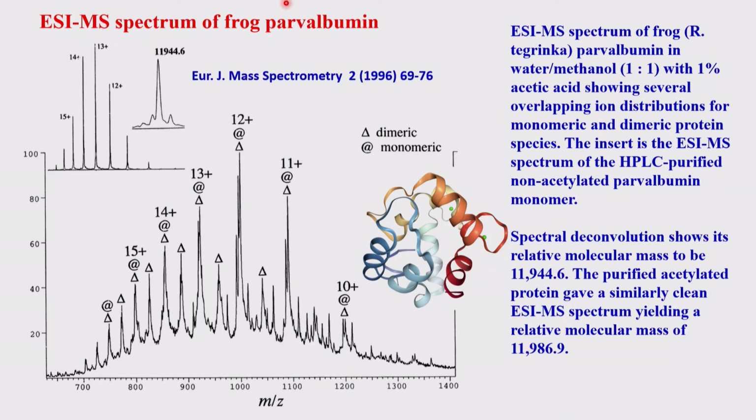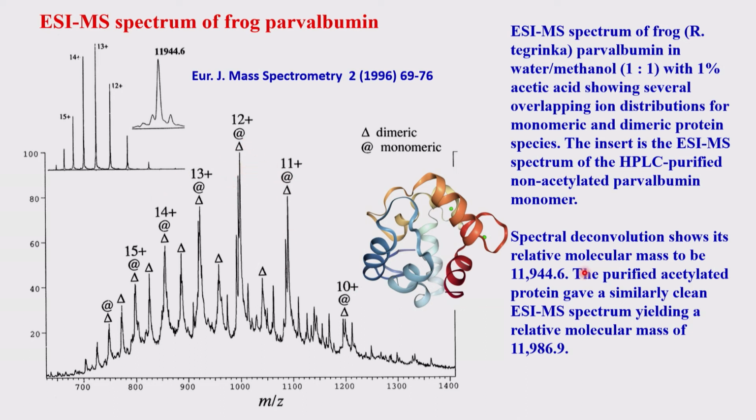Here is one protein called albumin, and this reaction is the acetylation reaction. So here you see the protein as such, non-acetylated. You will have 12 plus, 13 plus, 14 plus. From this you can calculate the protein molecular mass, 11,444.6. Now this is treated with the acetylation reaction, and then you look at the protein found in the monomer, and the protein found in the dimer also, and these are seen.